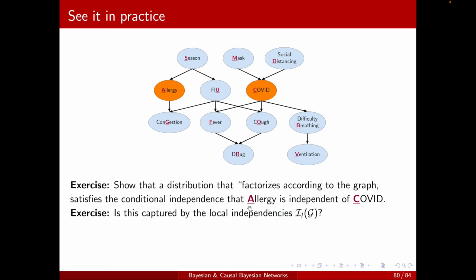Good. Let's see it in practice. Back to our allergy COVID example, it says: show that the distribution that factorizes according to the graph satisfies the independence that allergy is independent of COVID. Now just note that this conditional independence is a general term for both conditional independence and independence. Okay. And then the next part was, is it captured in the local independencies, ILG?